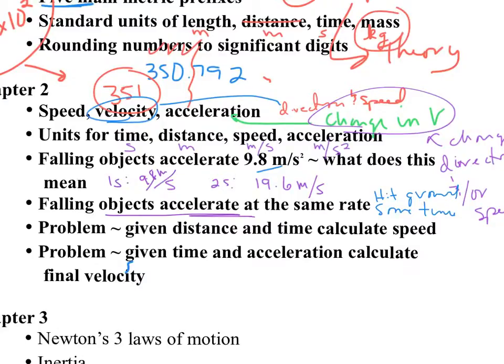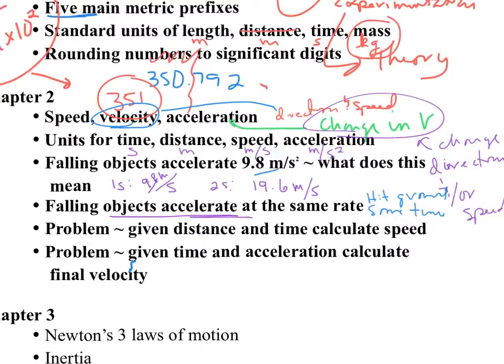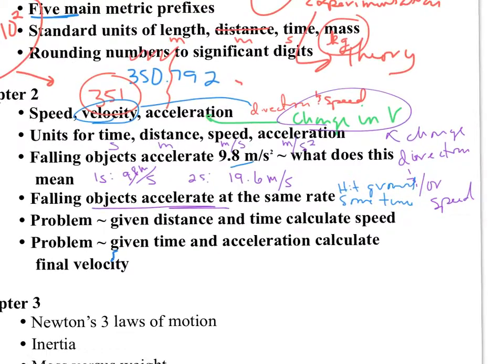Okay, so for the first one, let's see, what color shall we choose? We haven't done red. Okay, red seems so evil. Okay, so for this one, you need speed is equal to distance divided by time. I'll just put d over t if that's okay.